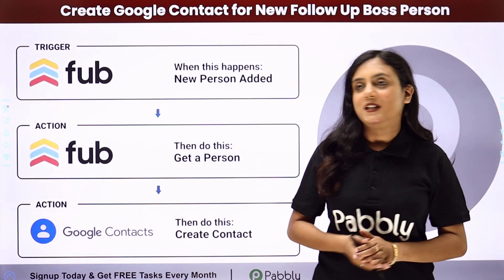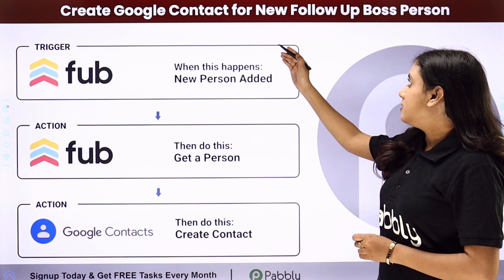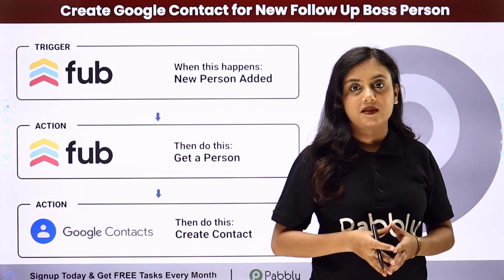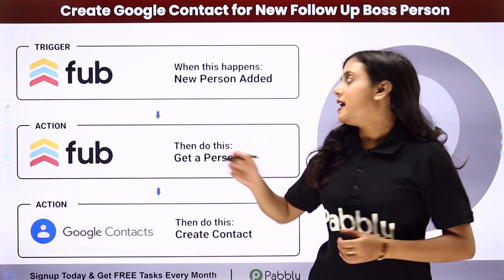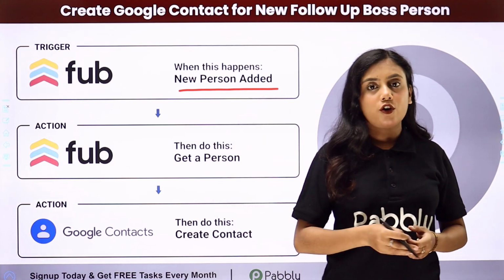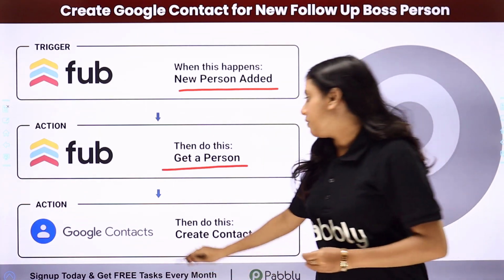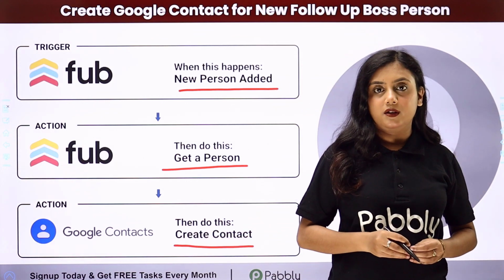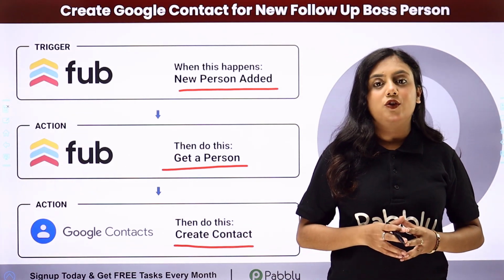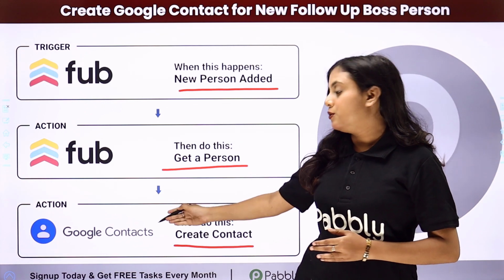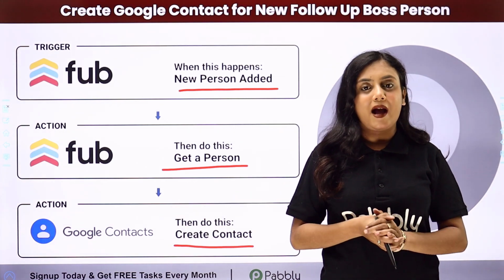In this video, we are going to learn how to create Google Contacts for a new Follow Up Boss person. So I want that every time a new person is created in my Follow Up Boss and we get the information of a person, automatically a contact should be created in my Google Contacts. For that, we have to create an automation between Follow Up Boss and Google Contacts with the help of Pabbly Connect.